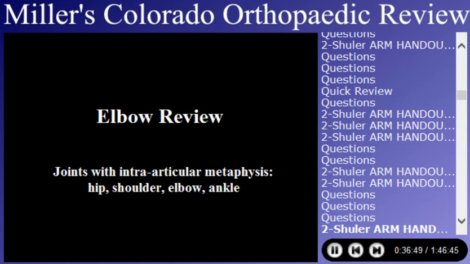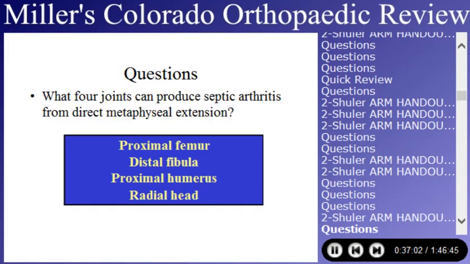Joints, one of the testable items that is more on the pediatrics side: you have to know which joints have intra-articular metaphysis. That way, if you have osteomyelitis, you can have direct septic arthritis extension. Those joints are the hip, the shoulder, the elbow, and the ankle. These 4 joints can produce septic arthritis from direct metaphyseal extension. This is more from your pediatric lectures. Proximal femur, distal fibula, proximal humerus, and radial head.